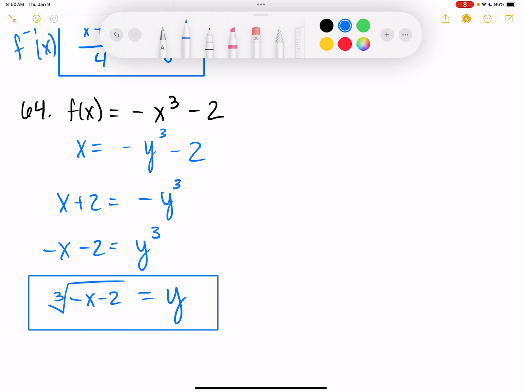Is it going to make the box? Okay. Let's see, 70.